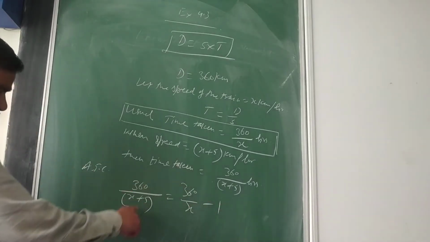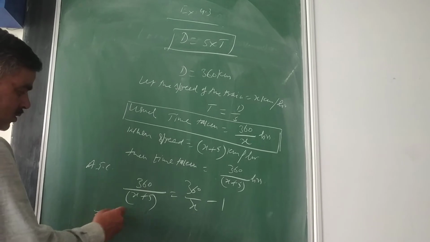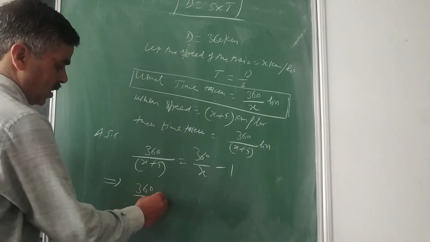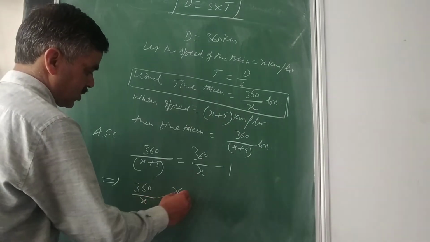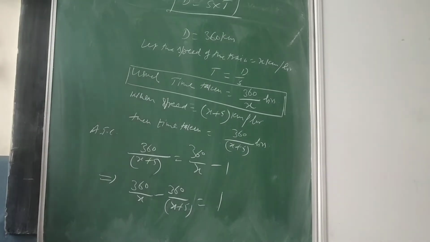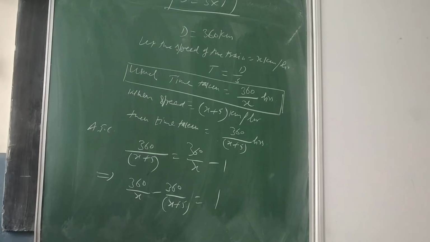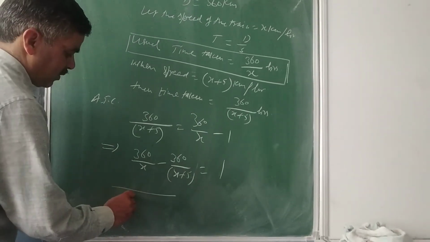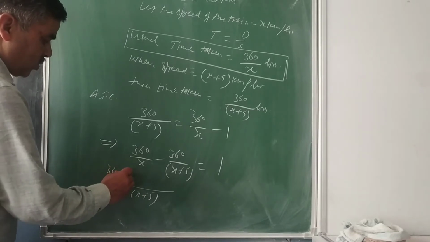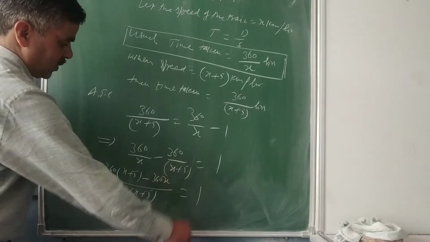So if you are shifting 1 to this side to make it positive, you can shift to that side. So I am writing the final equation: 360 upon x minus 360 upon x plus 5 is equal to 1. This will be the final equation, from where you can calculate the value of x. Here, if you take the LCM, it will be x into x plus 5. Then here it will be 360 into x plus 5 minus 360x is equal to 1.